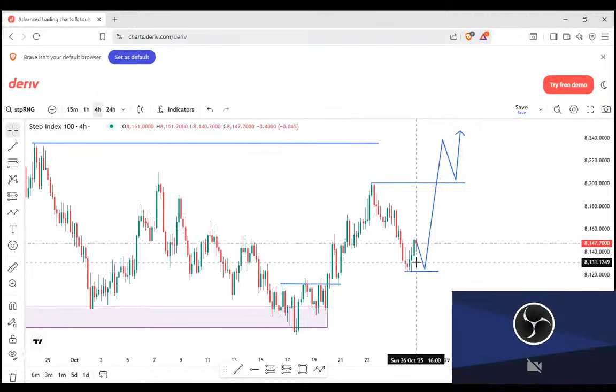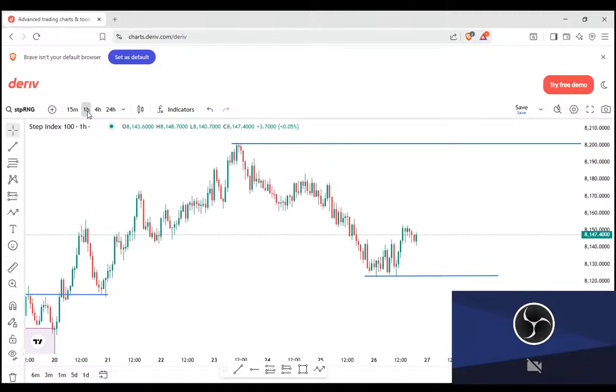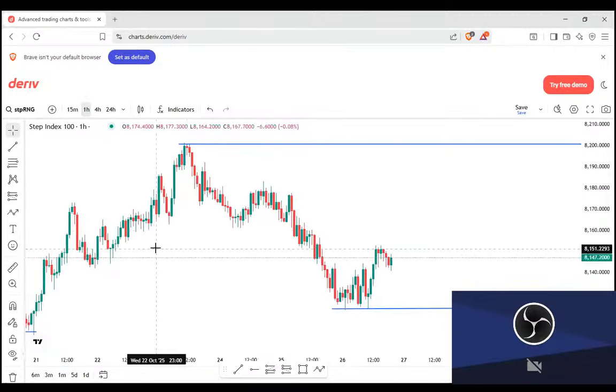See, so this is it for the Step 100 Index. This is the 4 hours time frame. I will drop down to my 1 hour time frame. So 1 hour time frame. Let me refresh the chart. Look at what the 1 hour time frame is doing.